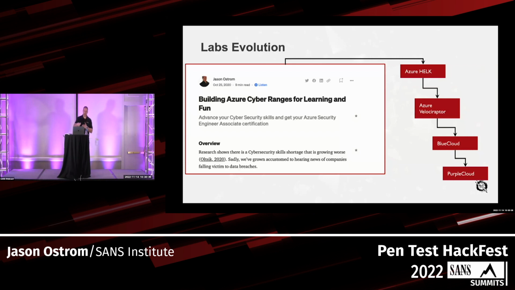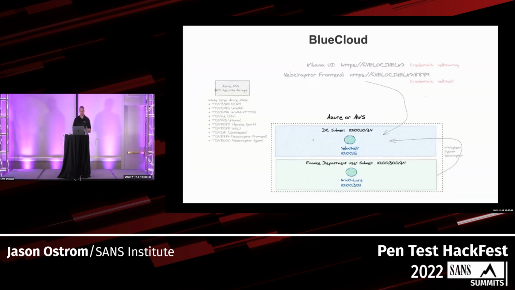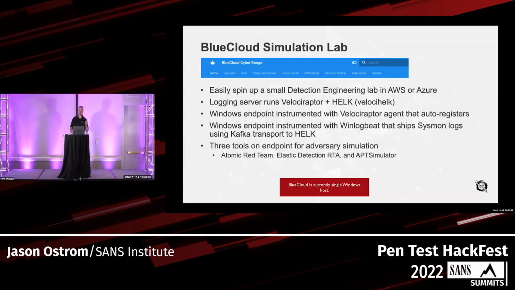Then PurpleCloud is an Azure-focused lab that takes what the earlier version has, but it goes further. So this is PurpleCloud. It supports both AWS and Azure. It's a Terraform project. You can use it for detection engineering for single host attack simulations. It has logging best practices. It has Atomic Red Team, Elastic Detection Rules, RITA and APT Simulator.